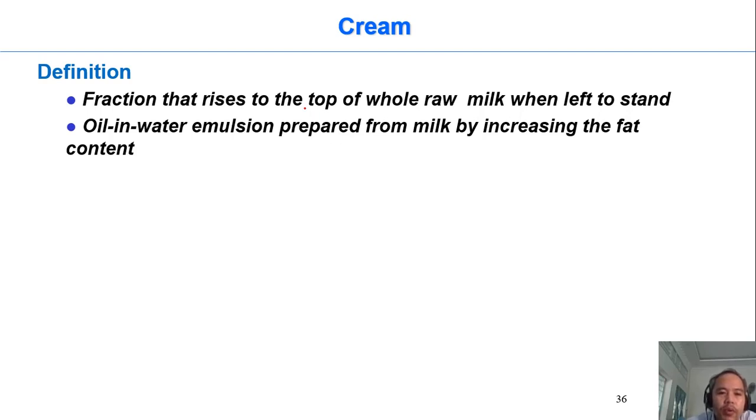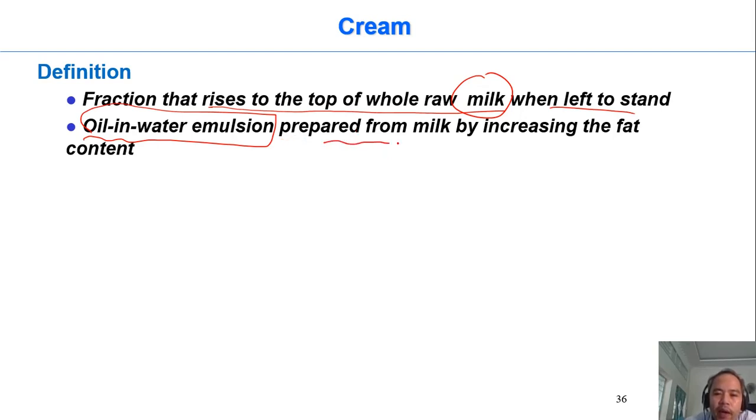What is cream? Cream is a fraction that rises to the top of raw milk, whole raw milk, when we leave it to stand for a while. Cream is an oil in water emulsion. Milk is also an oil in water emulsion. Cream is also the same kind of emulsion: oil in water, oil droplets in the water phase.